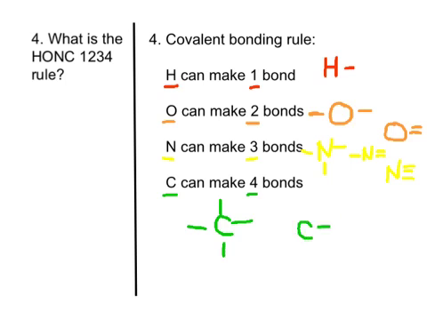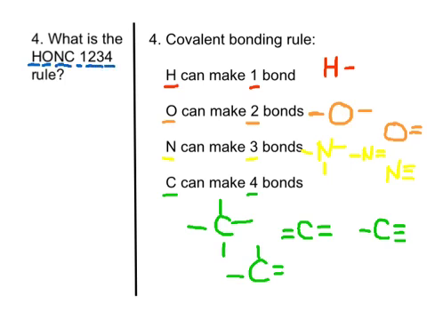He could make two double bonds like we saw earlier in CO2. He could make a triple bond and a single bond. He could make a double bond and two single bonds. The variety is there for carbon, so he's the most versatile. But that's what the HONK 1, 2, 3, 4 rule means. The H goes with one, oxygen makes two bonds, nitrogen makes three bonds, and carbon makes four bonds.